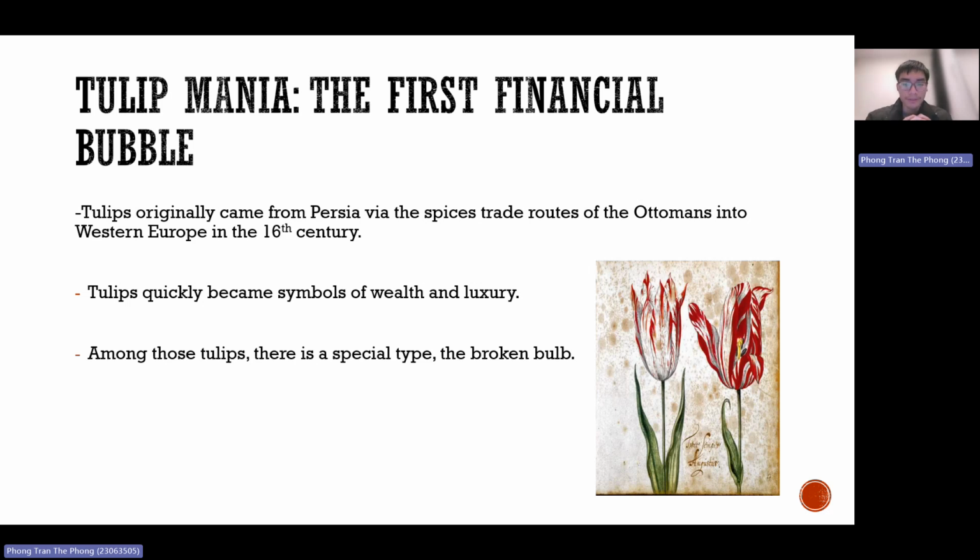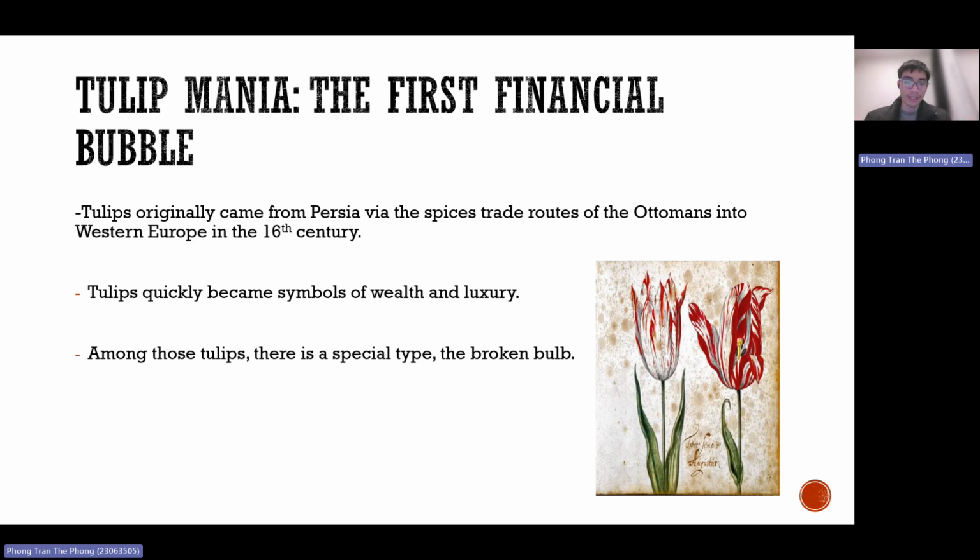So when it comes to tulips, people often think about the Dutch, and rightfully so. I would even consider tulips a national flower at this point. But the funny thing is, tulips don't originally come from Europe. They came from Persia via the trade routes of the Ottomans in the 16th century, and they came in a variety of colors, and quickly became a symbol of wealth and luxury.